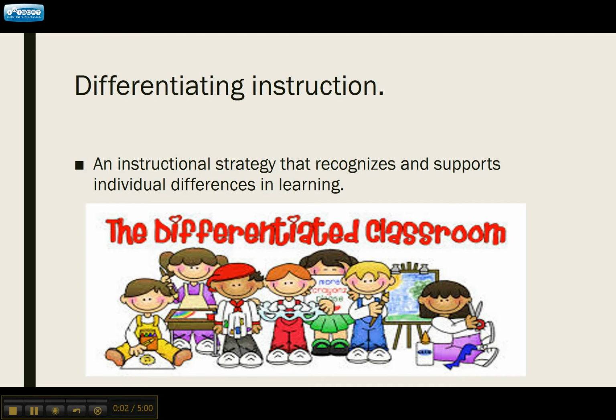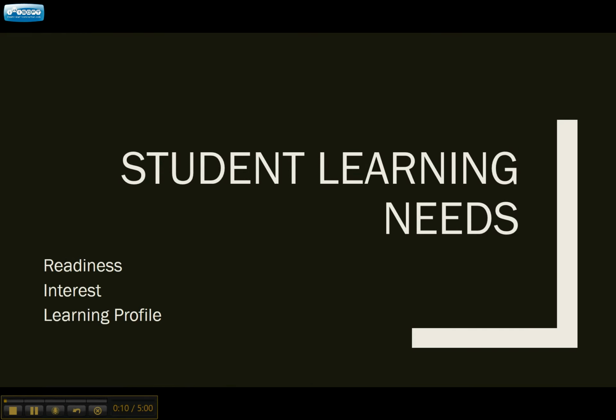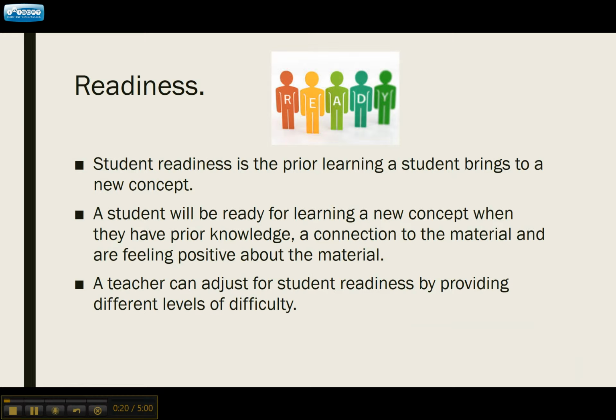A typical classroom will have many students from different backgrounds and ability levels. Differentiation of instruction is when a teacher reacts responsively to each student's needs. The first step to differentiation is knowing your learner. Three things that define a student's learning needs are readiness, interest, and learning profile.